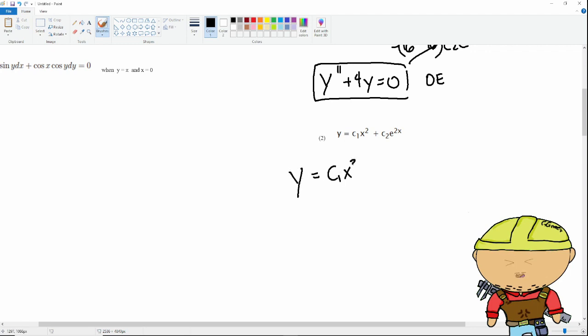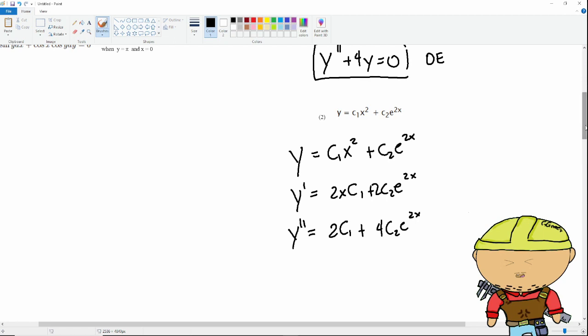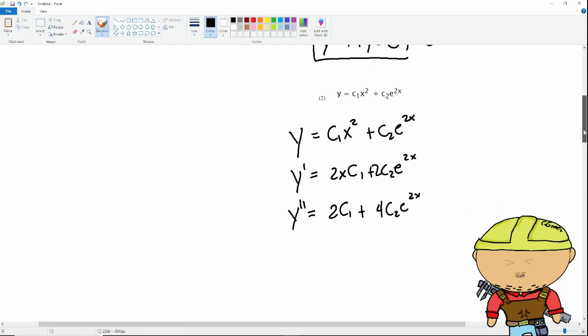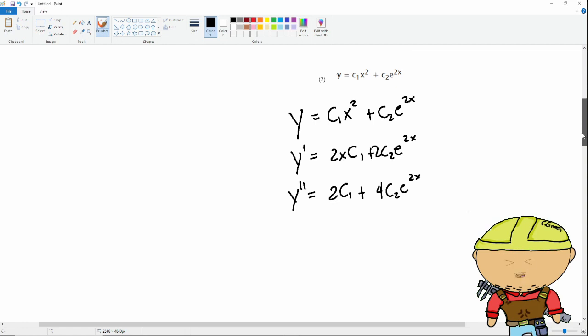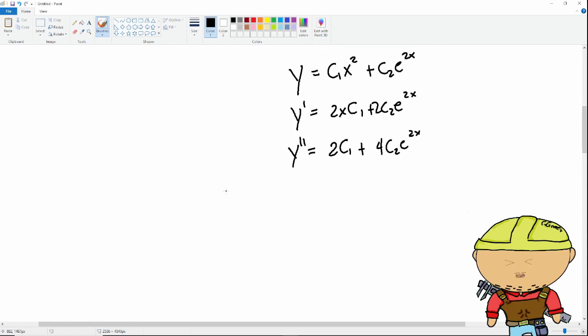Okay, so number 2: y equals c1 x squared plus c2 e to the 2x. We differentiate twice because there are two constants. y prime is 2x c1 plus 2 c2 e to the 2x. Again, y double prime is 2 c1 plus 4 c2 e to the 2x. So in this case, we already differentiated twice, but we didn't get to eliminate c1 and c2. So in order to do that, we can use the elimination method.